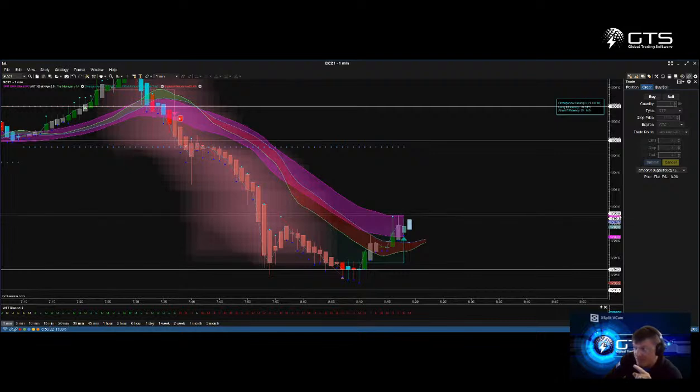To see if this is going to invalidate the move. I see. Look, we got some green divergence coming in right here. Can y'all see that? Yeah, a little bit. There's that green triangle right there.